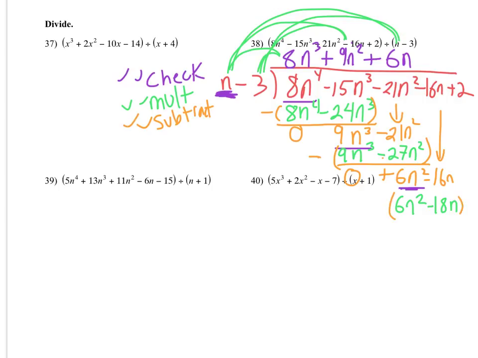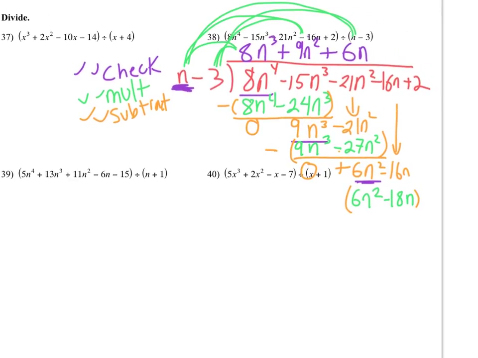Again, I'm going to be really careful when I subtract with those negative numbers and use parentheses for that. And when I do subtract that, I get 0. And negative 16n minus negative 18n is positive 2n. And finally bring down my plus 2. Whew, one last go around. I've got to check again.